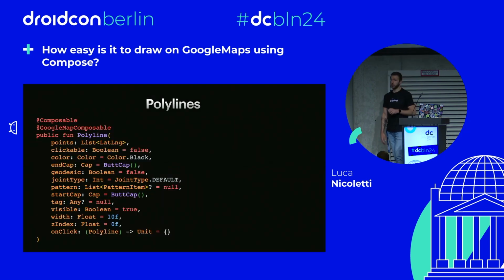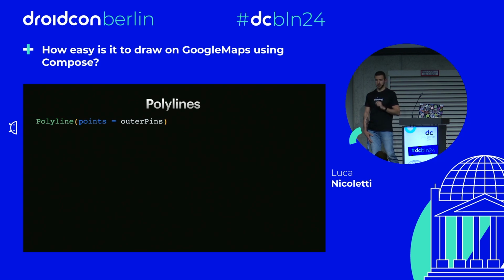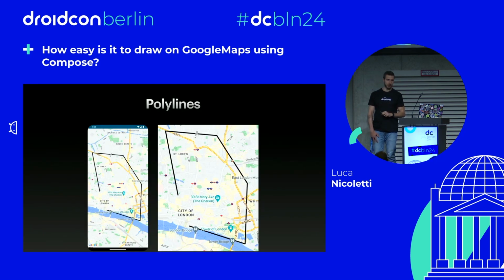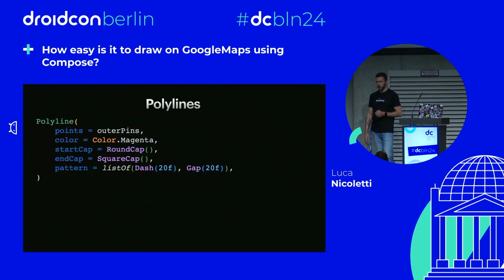Polylines are really similar to polygons. The only difference in what is drawn is that the points are not closed, so if you want to draw a line that closes, you have to duplicate one point, being the first and the last one. And here again, the only required parameter is the points. So you can do something like this, and you get the default implementation of the polyline. Polylines let you customize as well the color and the pattern of the lines, and also the start cap and end cap of the polyline.